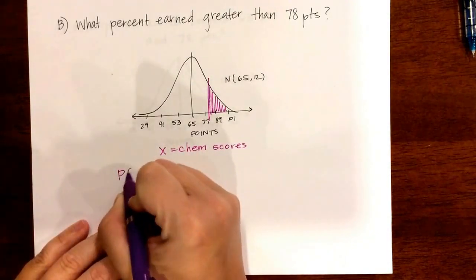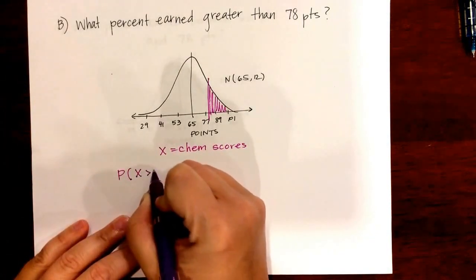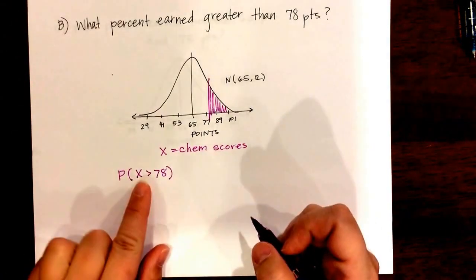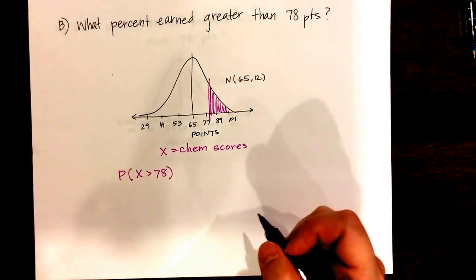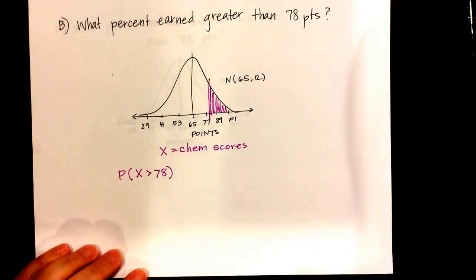And we want to know what's the probability that the chem score is greater than 78. So that's just me rewriting the question. So now I've got to figure out, how do I solve this?